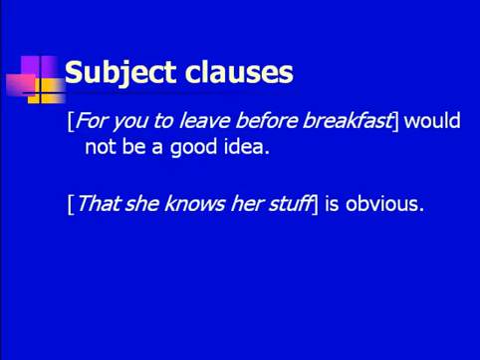Another example is this one, that she knows her stuff is obvious. What is obvious? That she knows her stuff. So that whole clause, that she knows her stuff, is the subject in this sentence.